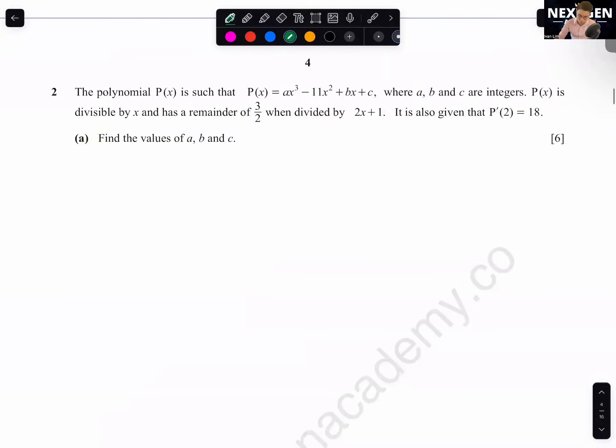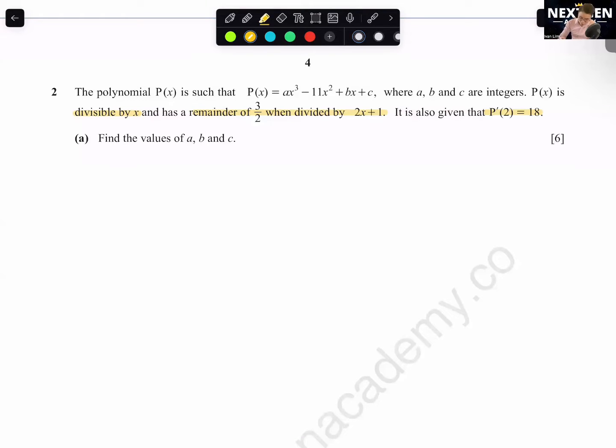Question number 2. The polynomial P(x) is such that P(x) equals ax cubed minus 11x squared plus bx plus c. a, b, and c are integers. P(x) is divisible by x and has a remainder of 3 over 2 when divided by 2x plus 1. It is also given that P'(2) is equal to 18. What's P prime? You remember the word P prime? P prime is your first derivative.